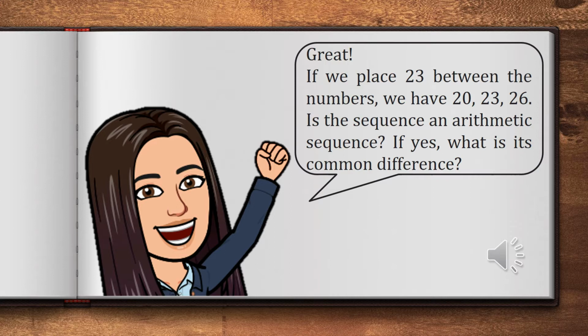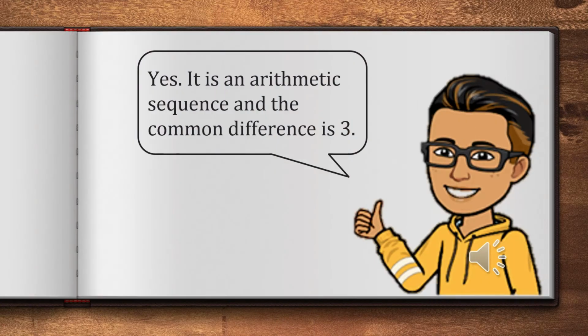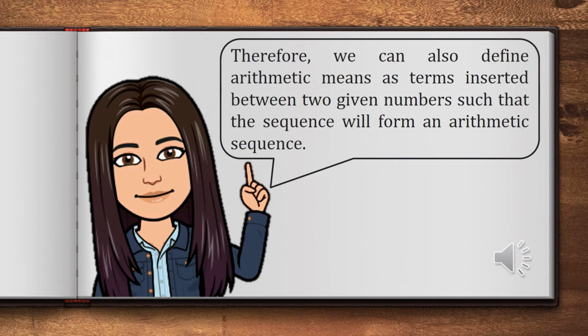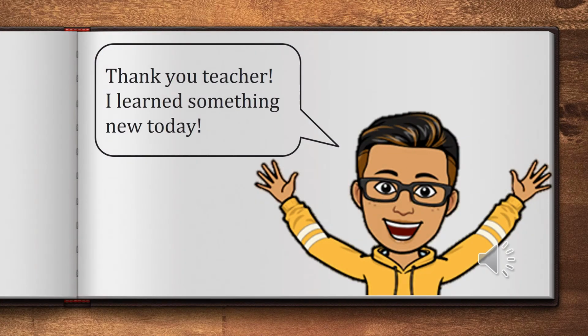Is the sequence an arithmetic sequence? If yes, what is its common difference? Yes, it is an arithmetic sequence, and the common difference is 3. Therefore, we can also define arithmetic means as terms inserted between two given numbers, such that the sequence will form an arithmetic sequence. Thank you, teacher. I learned something new today.